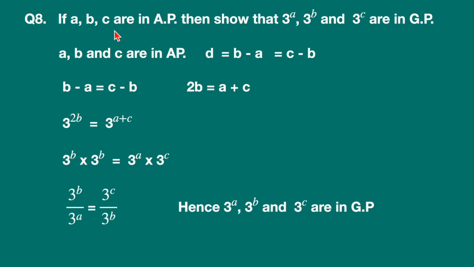Question 8. If A, B, C are in AP, then show that 3 raised to A, 3 raised to B and 3 raised to C are in GP. So this sum is a combination of AP and GP, arithmetic progression and geometric progression. Here let's write down A, B, C are in arithmetic progression. So the common difference is D is equal to B minus A, second term minus first term is equal to third term minus second term. So here you can take this B on the left side and A on the right side. You get 2B is equal to A plus C.